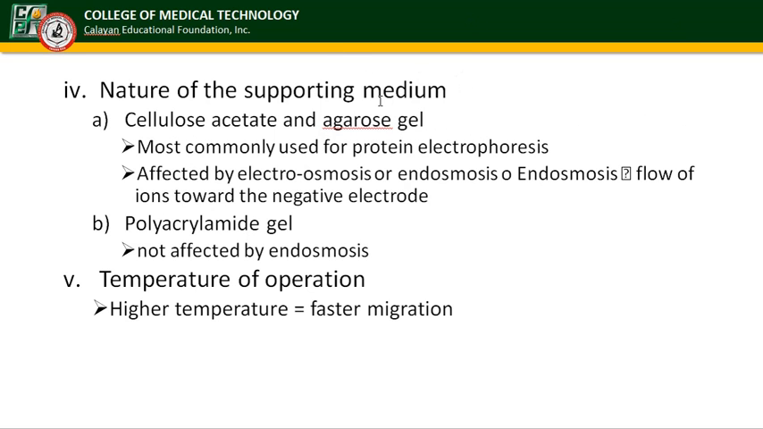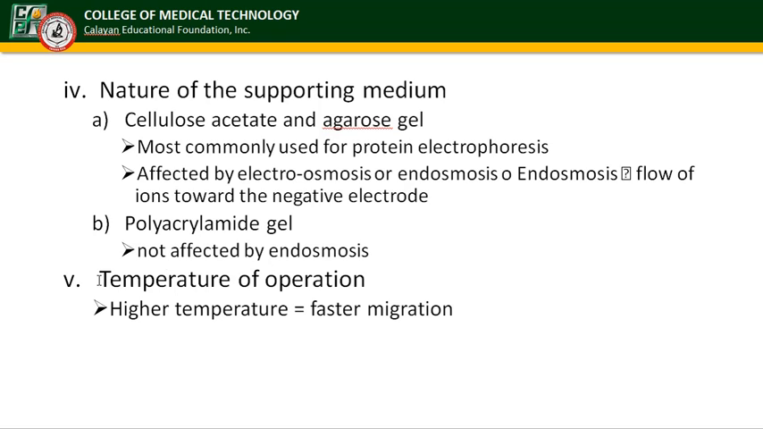Nature of the supporting medium. So, depende kung ano yung medium yung ginamit natin or yung pinaglagyan nung sample na ating electrophoresis. So, cellulose acetate and agarose gel. Sila yung most commonly used for protein electrophoresis. Affected by electroosmosis or endoosmosis. So electroosmosis is the flow of ions toward the negative cathode. So polyacrylamide gel, ito naman is not affected by endoosmosis.